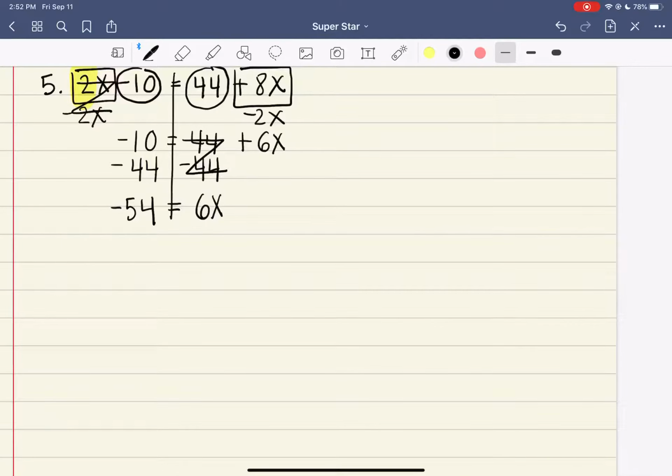And that is going to leave us with negative 54 equals 6x. And when I divide both sides on our last question, dividing by our coefficient, which is 6, 6 divided by 6 is 1, and we'll be left with negative 54 divided by 6, which is a negative 9.